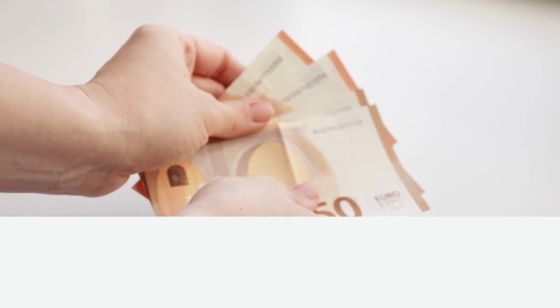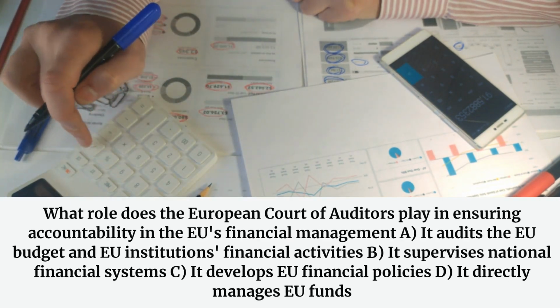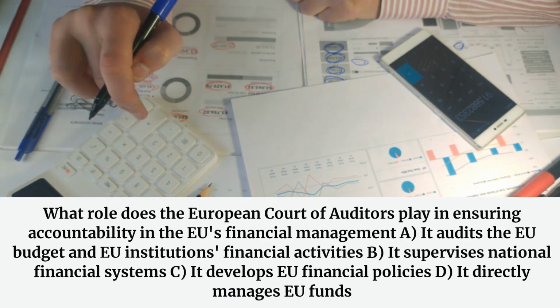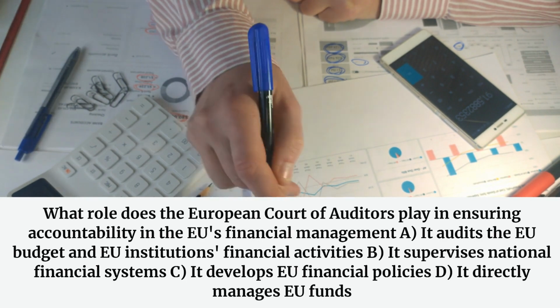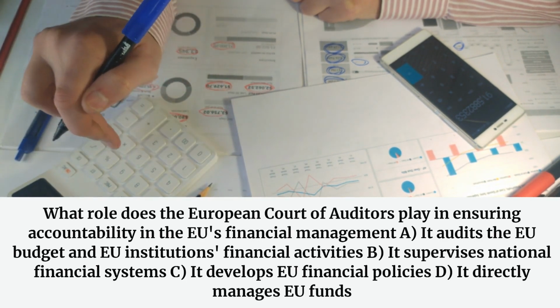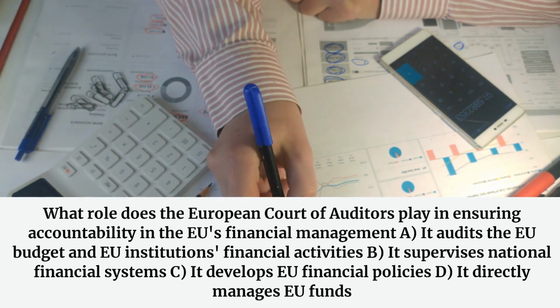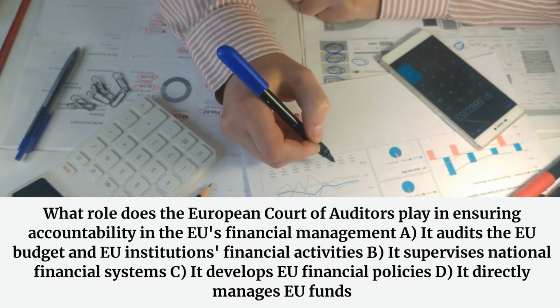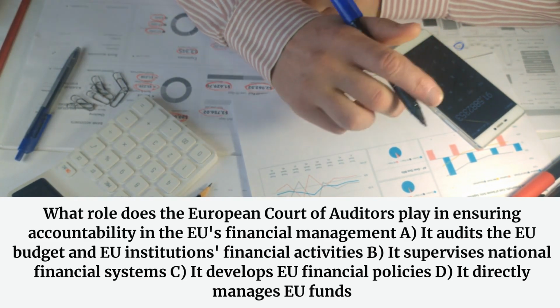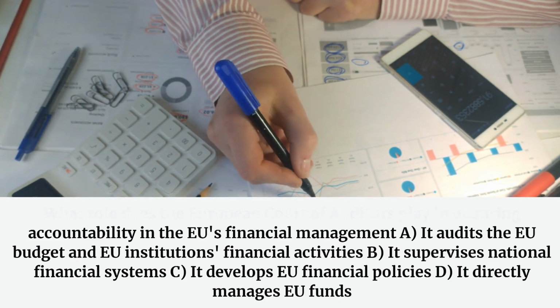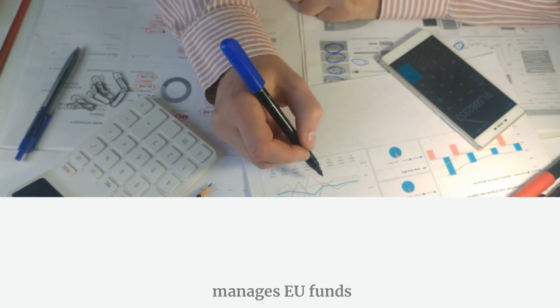What role does the European Court of Auditors play in ensuring accountability in the EU's financial management? A. It audits the EU budget and EU institutions' financial activities. B. It supervises national financial systems. C. It develops EU financial policies. D. It directly manages EU funds.